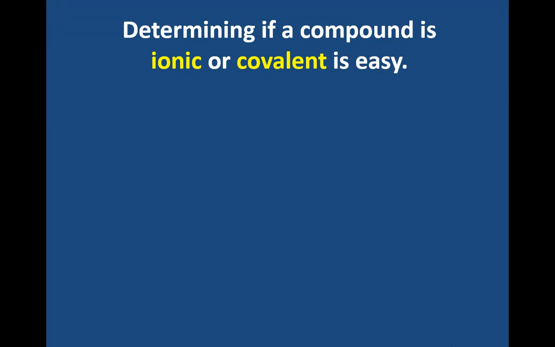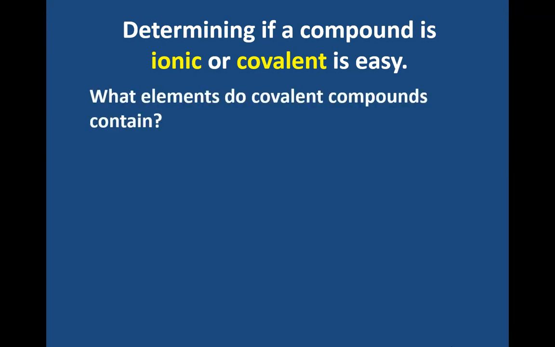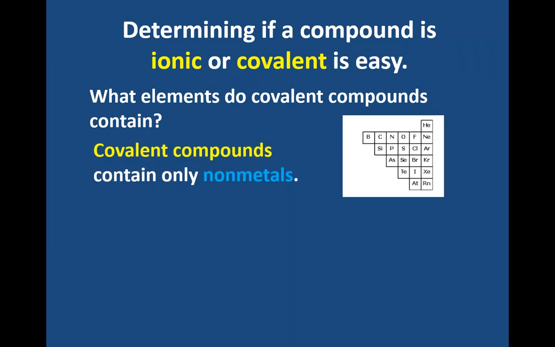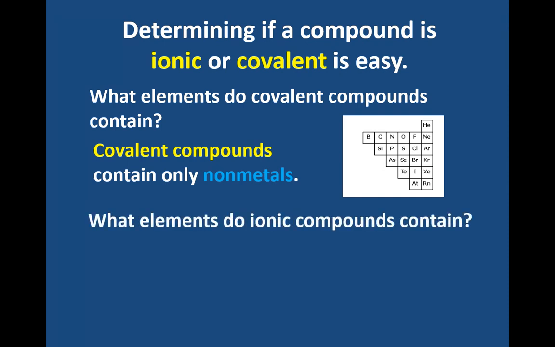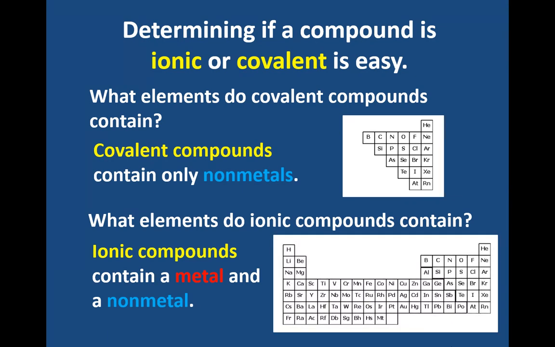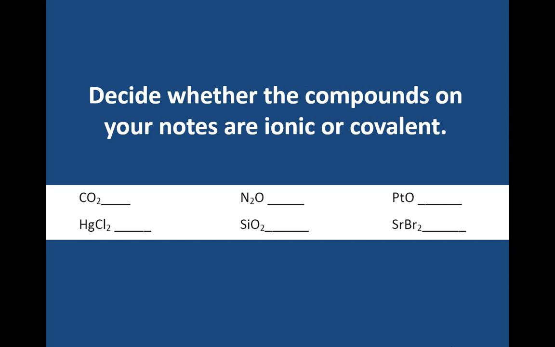So determining if a compound is ionic or covalent is easy. What are the things that we need to remember? What elements do covalent compounds contain? Covalent compounds contain only nonmetals. What elements do ionic compounds contain? Ionic compounds contain a metal and a non-metal. So decide whether the compounds on your notes are ionic or covalent.